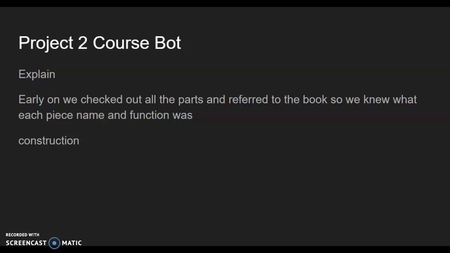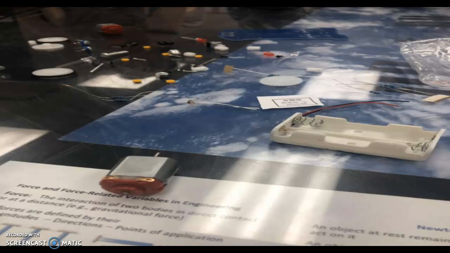And early on, when we first got handed the packet, we opened the pack and we scanned it and we went online to look at the pieces, and we referred to the book as well, so we knew what each piece was named, what it did, its function, and also to make sure that we had every piece, that we weren't missing anything.